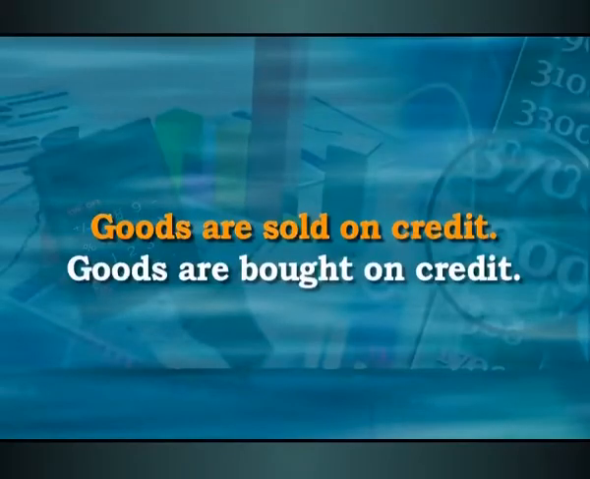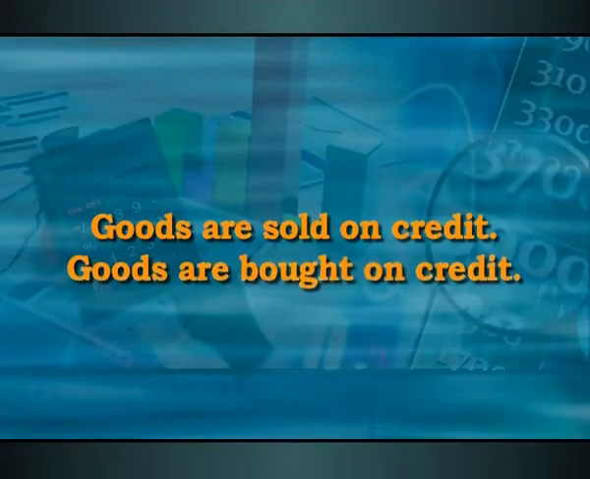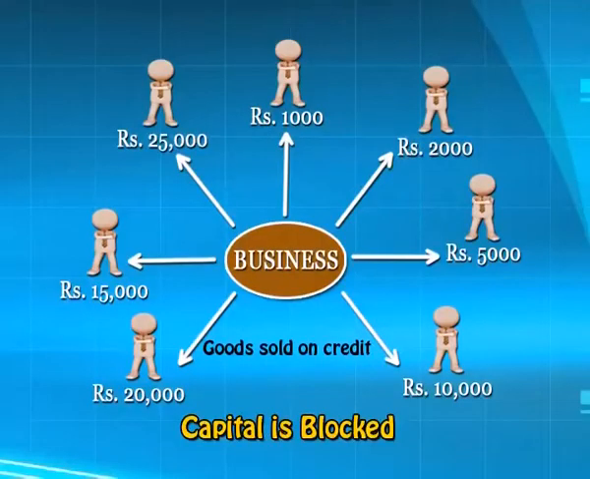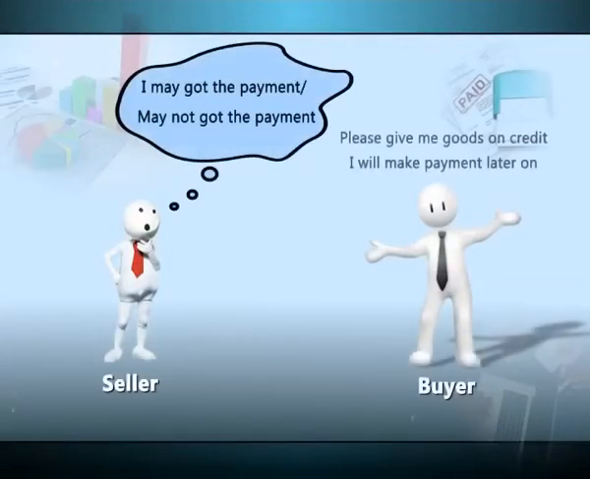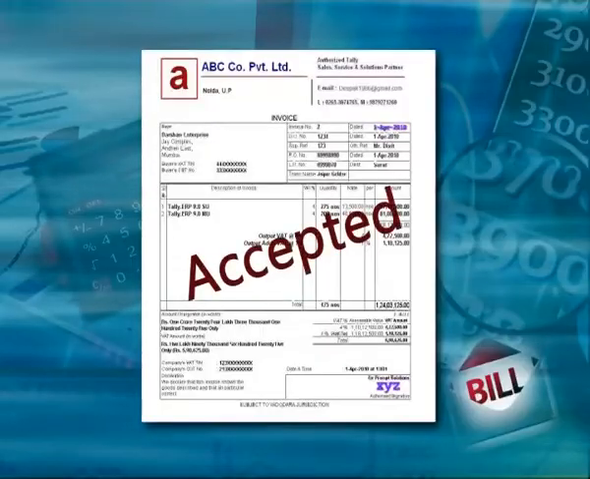We'll talk about it all, but before that, I would like to say something. We all know that nowadays, business is done mainly through credit. Yes, the transactions are done on credit basis. Goods are sold on credit, goods are bought on credit. And in this process, a huge amount of capital is blocked. Then there is always an element of uncertainty whether the amount will be paid back or not. So, one needs a proof in writing, and that proof is known as bills of exchange.